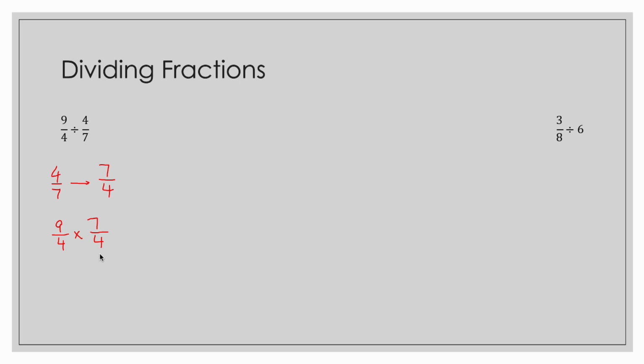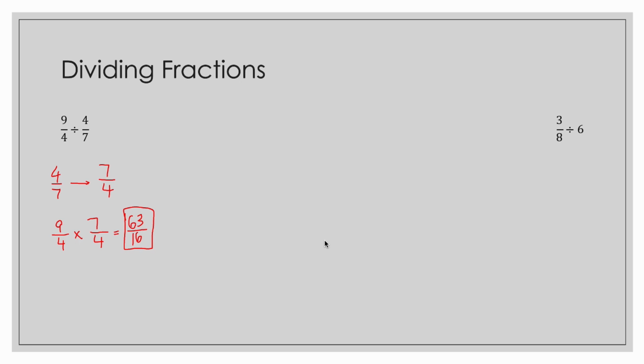So let's just solve this like it's a normal multiplication problem, and we'll get our answer. 9 times 7 is equal to 63, and 4 times 4 is equal to 16. So this is equal to 63/16. Now, can we simplify that? No, we can't. So 63/16 is our final answer.